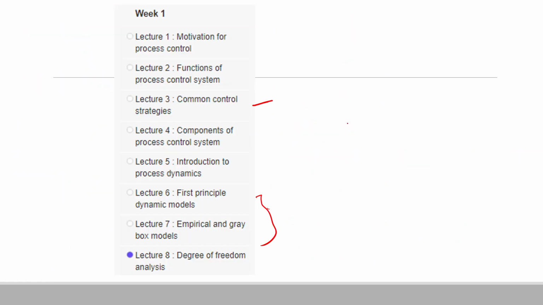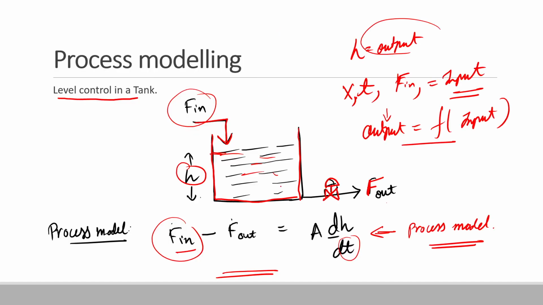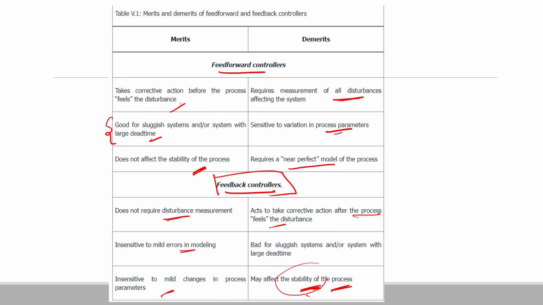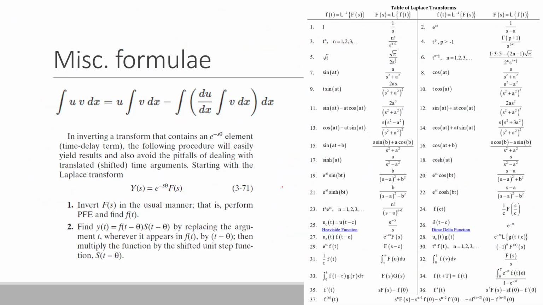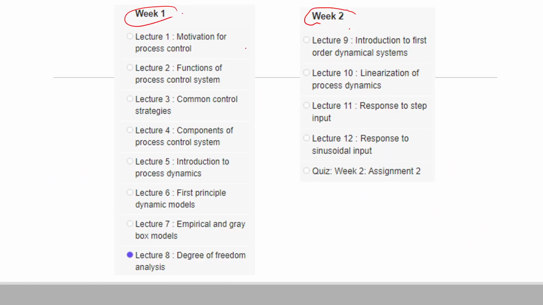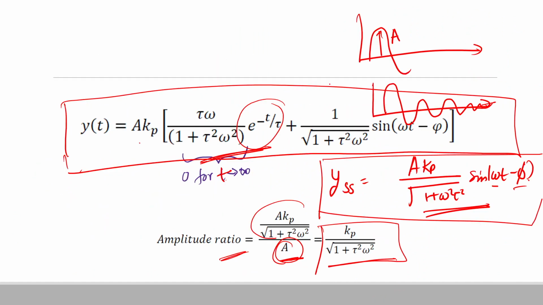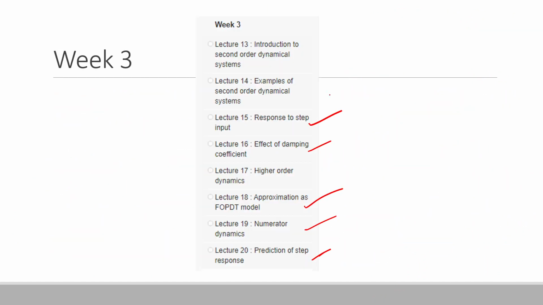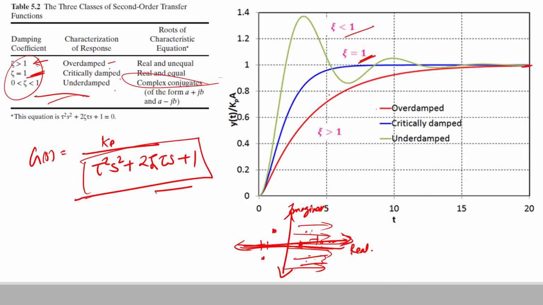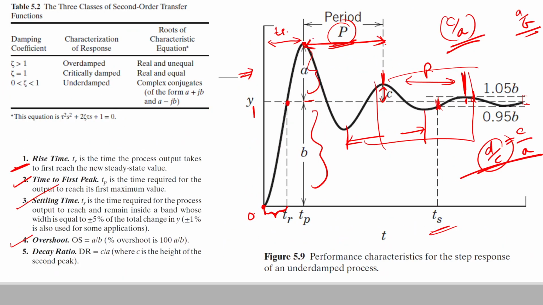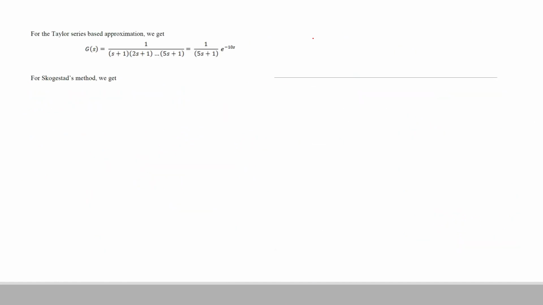Then in week 1, we studied the basics of process control. That is, the motivation behind the course, the common control strategies, and first principles models. Then in the second week, we studied first order systems. After week 2, we went on to study second order systems, and we solved questions related to second order systems in the last class.